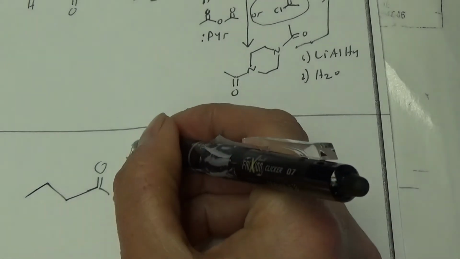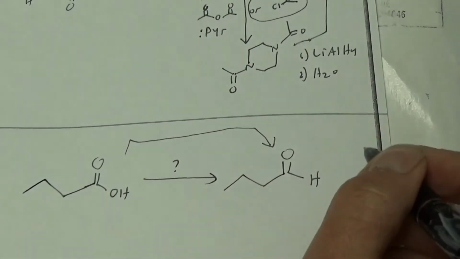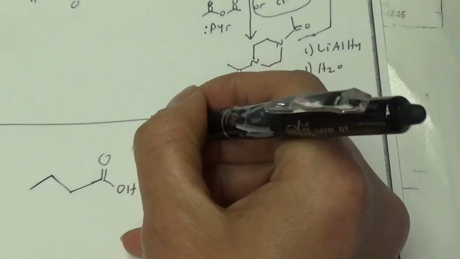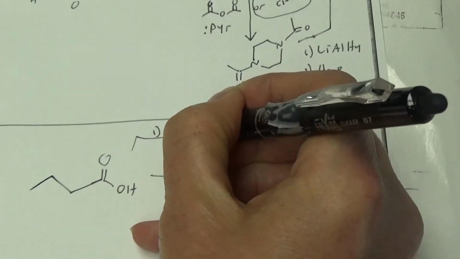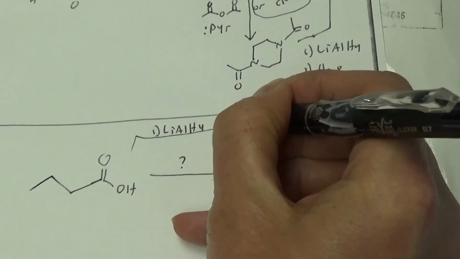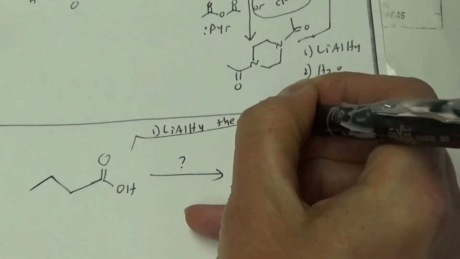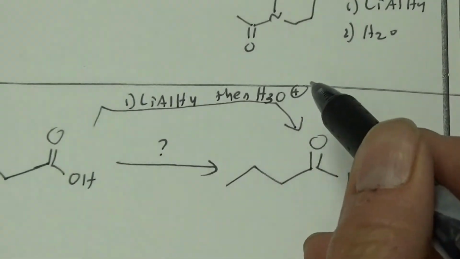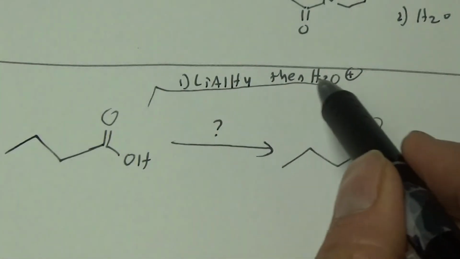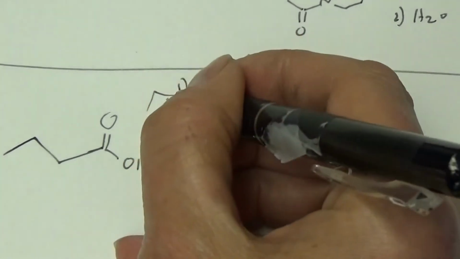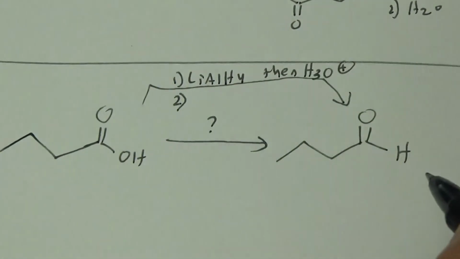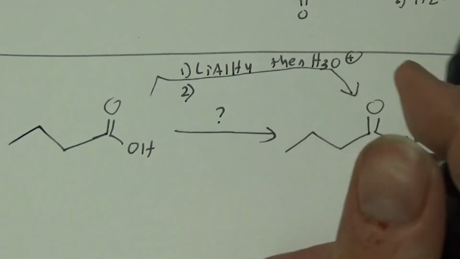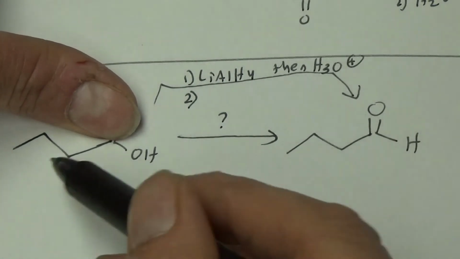Well, one way we could do this is we could do the double reduction that we learned about earlier, lithium aluminum hydride, right? And then H2O, actually H3O, right? H2O or H3O. It's 2 steps. But I want to differentiate that reaction from a second different reaction. Because if we do lithium aluminum hydride, that converts the carboxylic acid into the primary alcohol, right? That would make the primary alcohol.